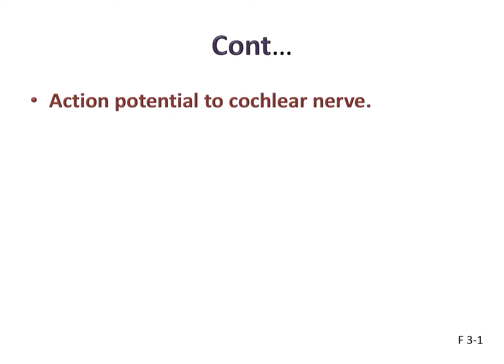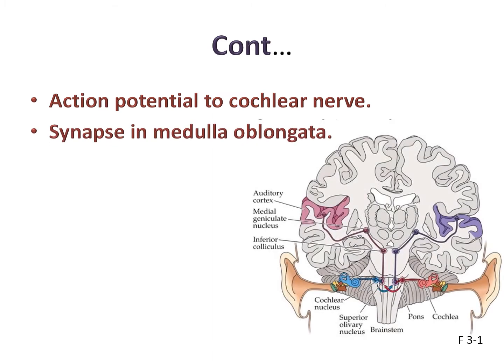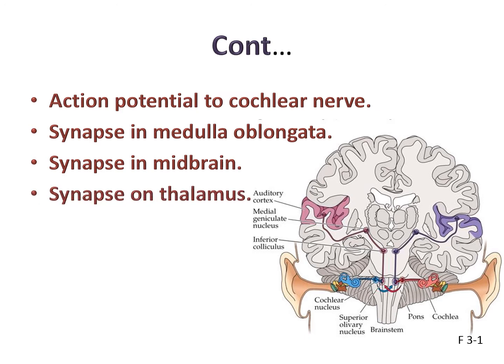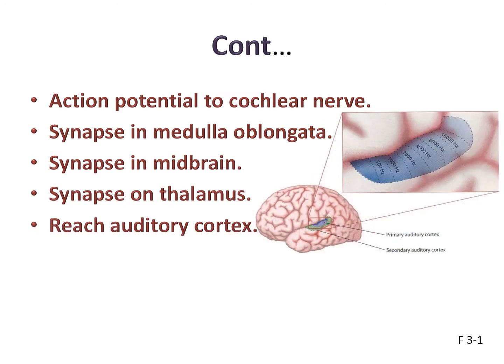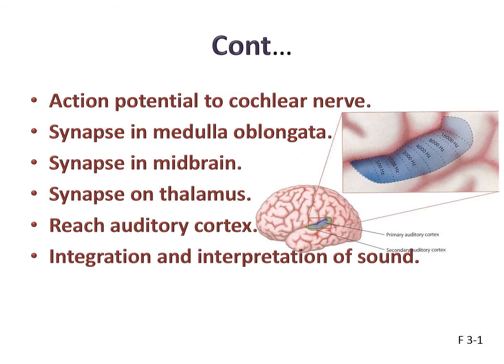The action potential now will travel through the cochlear nerve to the medulla oblongata, continuing in the midbrain and the thalamus before reaching the auditory cortex, where the sound signal will be integrated and interpreted as sound.